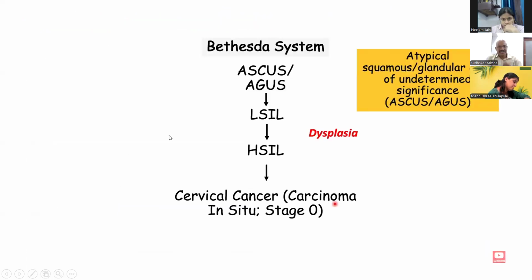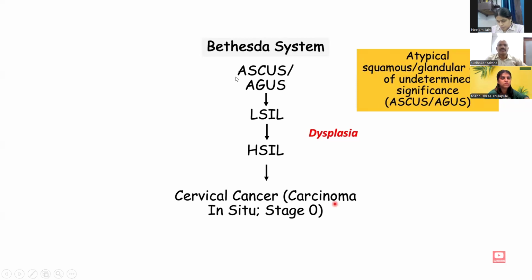So the interpretation of the reports: the pathologist will give a report of the pap smear. Most pap smears are NILM. NILM means negative for intraepithelial lesion or malignancy. So simply negative for malignancy is NILM or an inflammatory smear. Inflammatory smear means there is no malignancy; some infection is there.